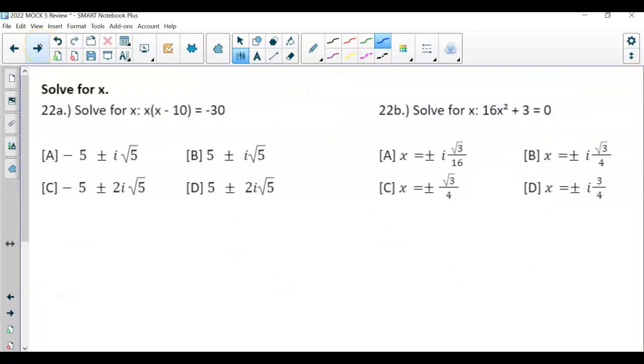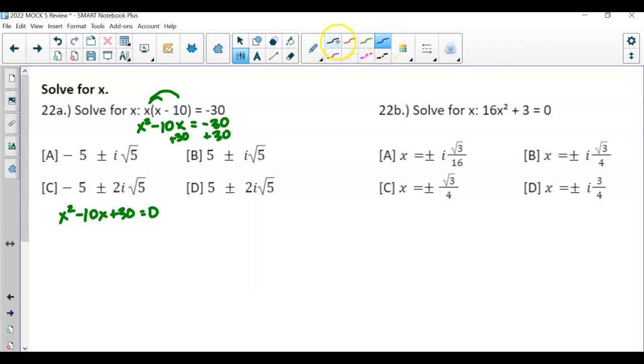Now, here in number 22, we're solving for x. I need to distribute x here. So we're going to now solve x squared minus 10x is equal to -30. However, because now we're solving a quadratic, it has to equal 0, so add 30 to both sides. Nothing can be combined, so we're going to solve x squared minus 10x plus 30, which is equal to 0. Now, there are no two factors that multiply to get 30 and add to get -10. I can also tell from my answer choices, I'm going to end up having to use, because I can't factor, quadratic formula.